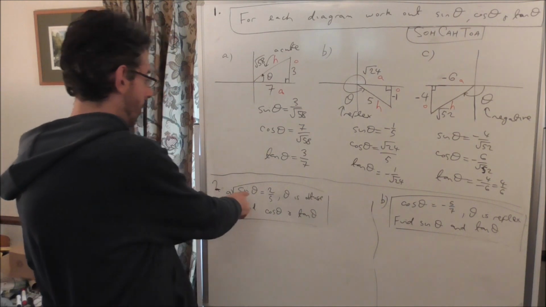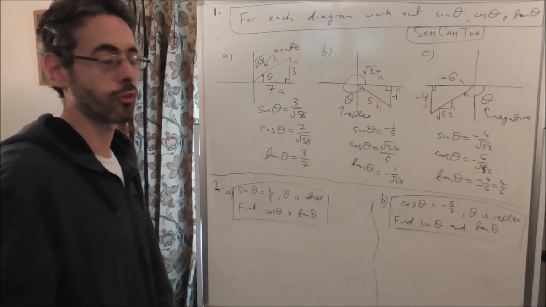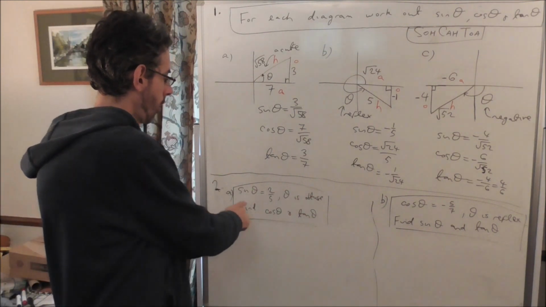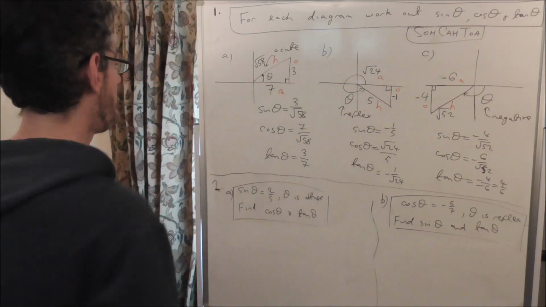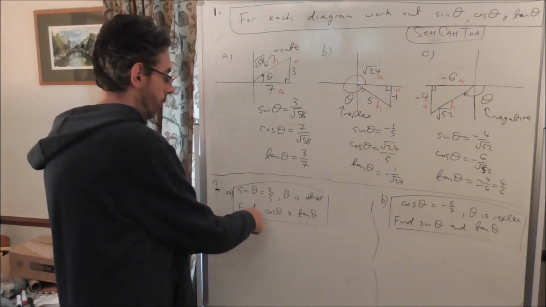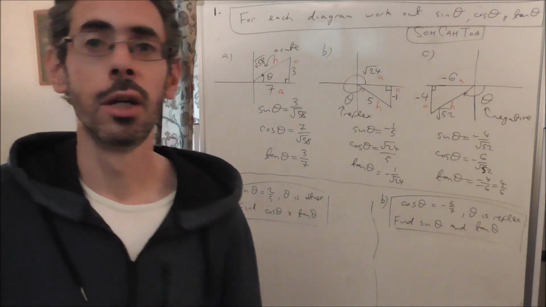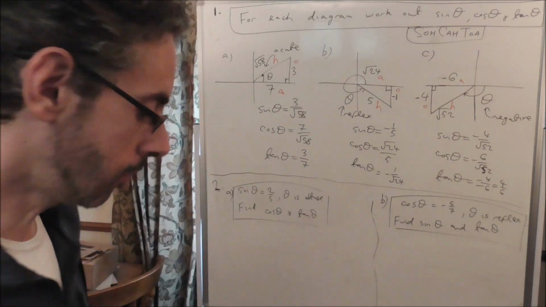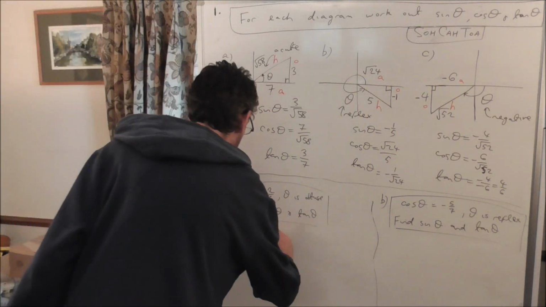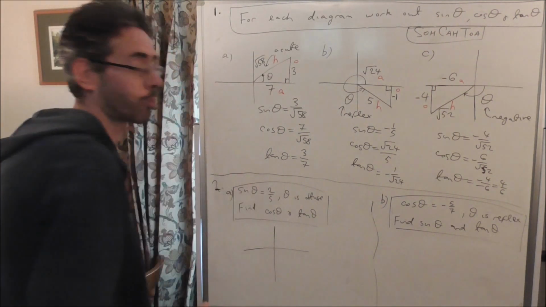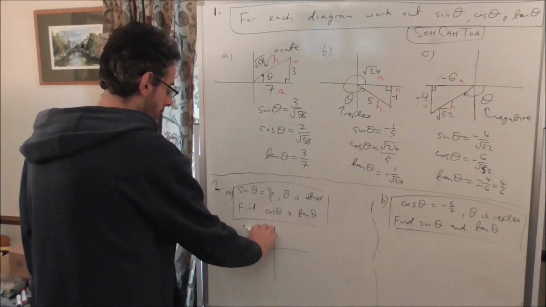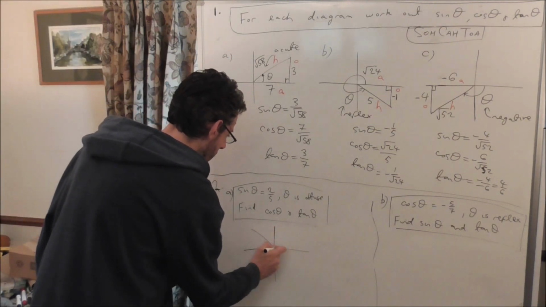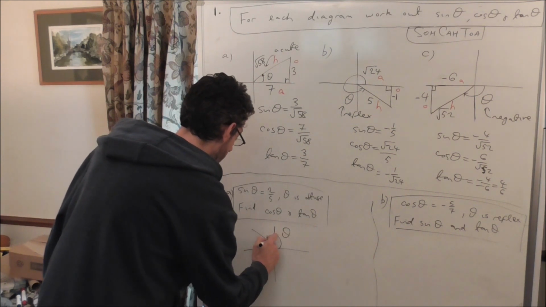So the first one says sine theta equals 2/5. Theta is obtuse. Find cos theta and tan theta. So we've been told sine theta is 2/5, and we've got to find cos theta and tan theta. We've also been told that theta is an obtuse angle, which means it's somewhere between 90 and 180. So it's got to be in the second quadrant. So I'll just mark it in there, in the second quadrant over there.